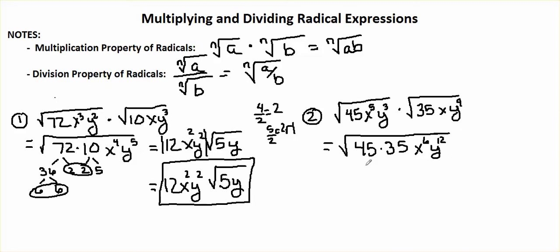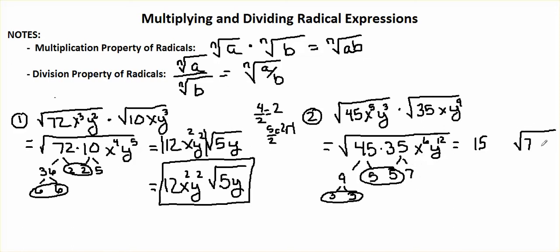All right, so let's go ahead and factor our 45. Our 45 factors down into 9 and 5. 9 factors into 3 and 3. 35 factors into 5 and 7. So we have a nice group of 2 3's here and a nice group of 2 5's here. So when we pull them out, 3 times 5, we'll take 1 out of each group. 3 times 5 is 15. Now we have a 7 that is remaining underneath our radical. So let's write our radical here. And we'll write our 7 here so we don't forget it.